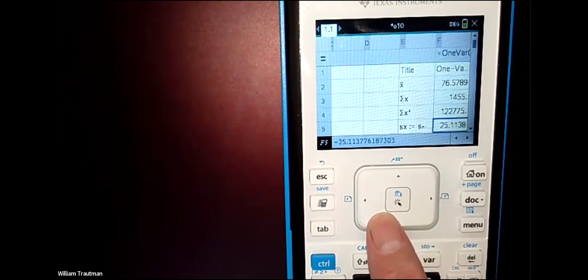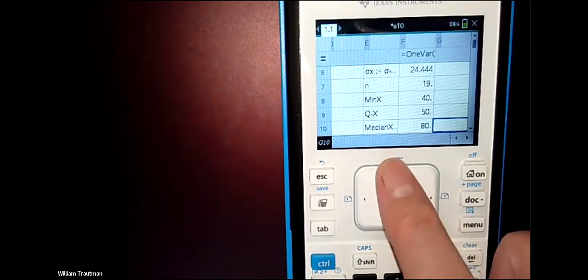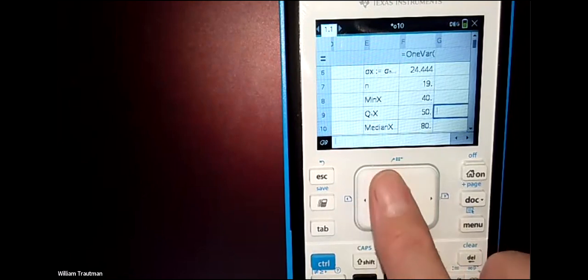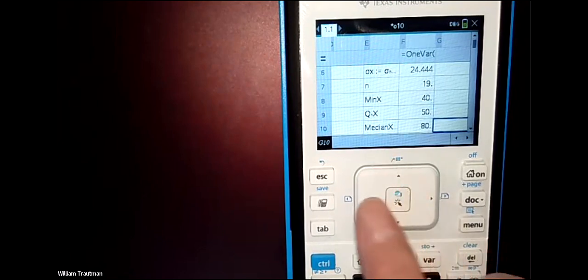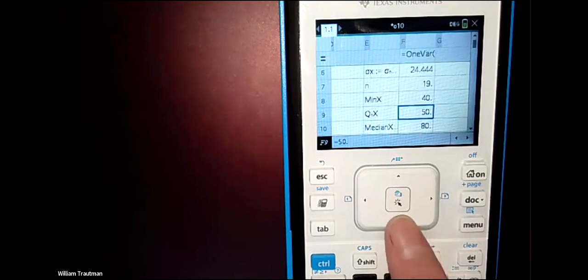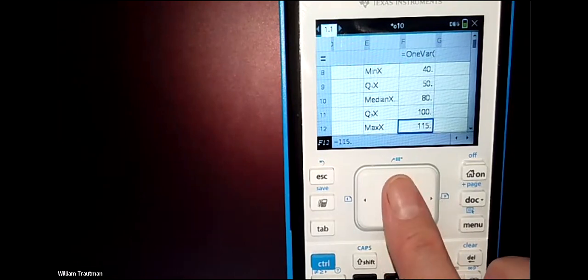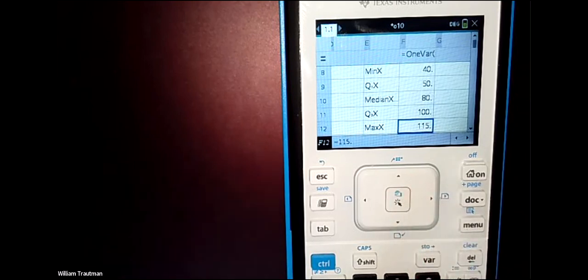And our 5-number summary, scroll down, starts right here. Minimum is 40. The low number is 40. Q1 is 50. Median is 80. Q3 is 100. And the maximum, the high number, is 115. So all of that is right there on our screen.